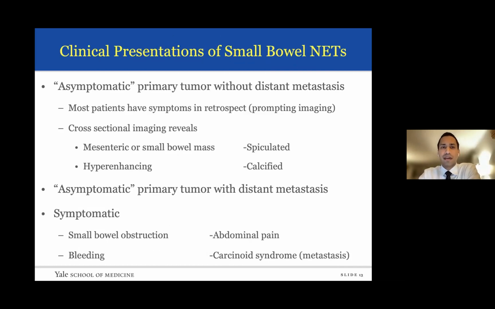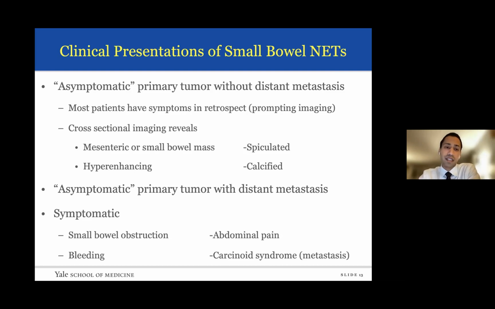So I thought it would be useful to go over some scenarios that some of your patients may present with to the hospital. One scenario is a patient that presents with asymptomatic disease, a primary tumor without distant metastases. Even though these patients present with asymptomatic disease, in retrospect, many of them will have some symptomatology and they won't know about it until after they've had their surgery. But that symptomatology may have prompted their imaging in the first place.